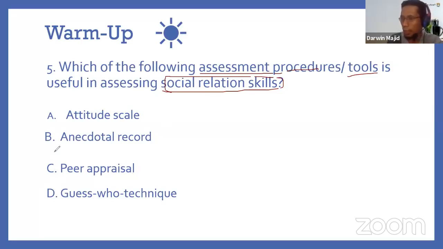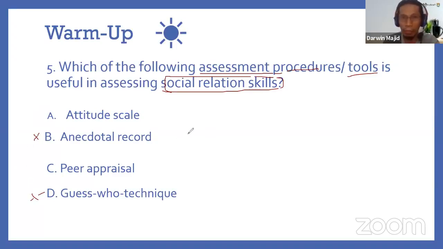So, anong tatanggalin natin? Anecdotal again. Okay, tanggalin letter B natin po sa anecdotal. Master na natin sa anecdotal. Huwag na, isama po natin sa aralin natin ang anecdotal, ha? Huwag po natin siya laging ikakalimutan, ha? Okay. Sino pa po? Letter D. Yes, guess who technique. Okay, sige, tanggalin na si guess who. So, naiwan yung dalawa. Attitude scale and peer appraisal.